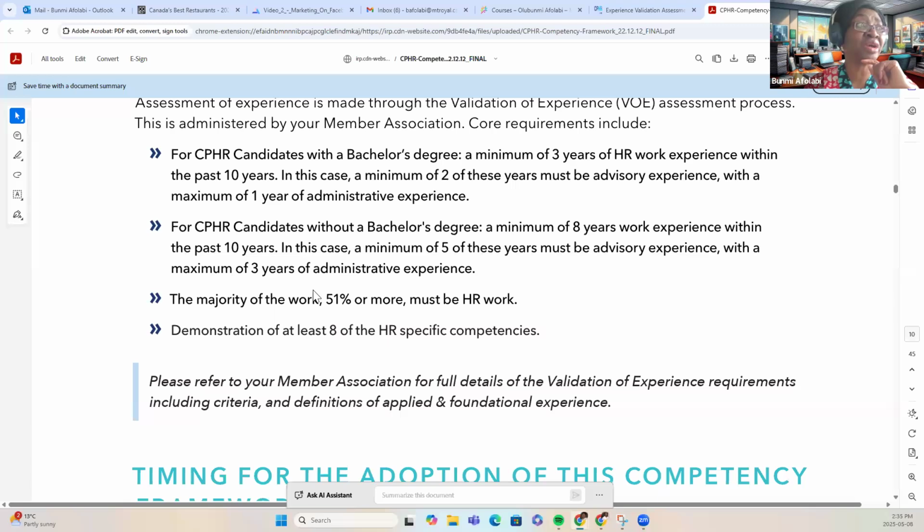Now, very important as well, where people are wearing multiple hats, maybe you're an HR and admin person or something like that, at least 51% of the work you've done must be in the HR space for it to qualify for this. But typically, most people are really fully HR, so that doesn't really come into play. Also very important, your experience that you're submitting must demonstrate that you are competent in at least 8 of the 9 HR competencies. This is very, very important.